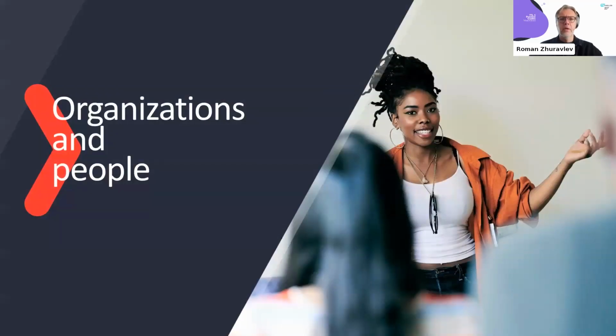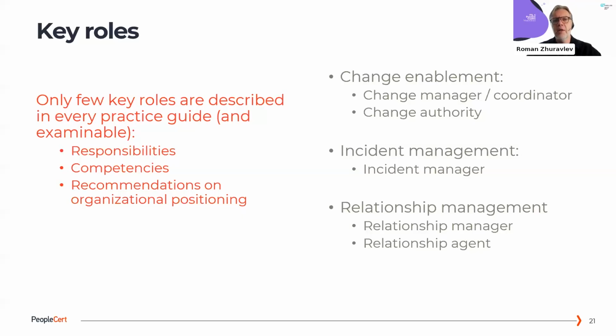The next dimension here is organization and people. We start with describing few, usually one or two, key roles that are key for this practice. And for them, a list of responsibilities, key competences, and also there is a section on organizational solutions for the practice and for positioning the roles.